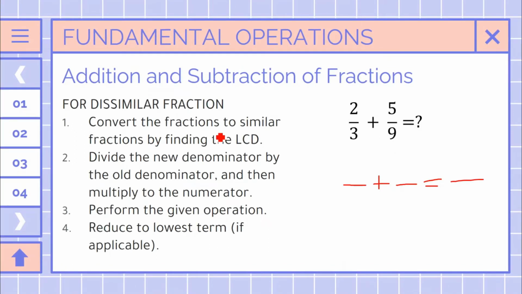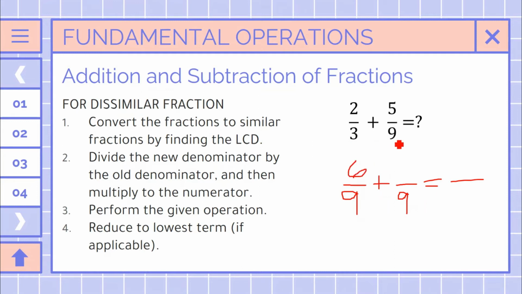Next, first is to convert the fractions to similar fractions by finding the LCD. What is the least common denominator of 3 and 9? When you think about it, their LCD is 9. So the new denominator will be 9. Next, divide the new denominator by the old denominator and then multiply to the numerator. This one is the new denominator and this one is the old. So you divide 9 divided by 3 is equal to 3, and then multiply to the numerator. 3 times 2 is equal to 6. So this is our new numerator.